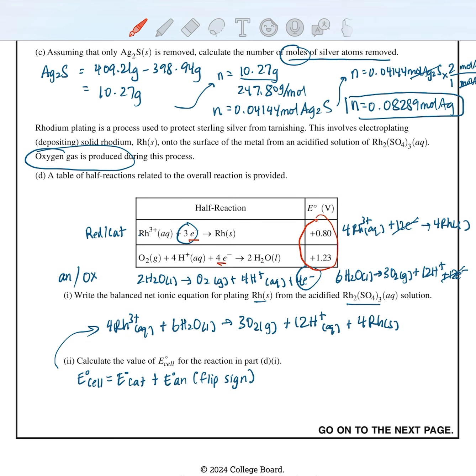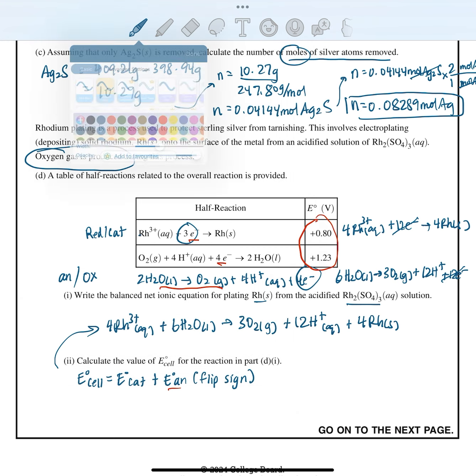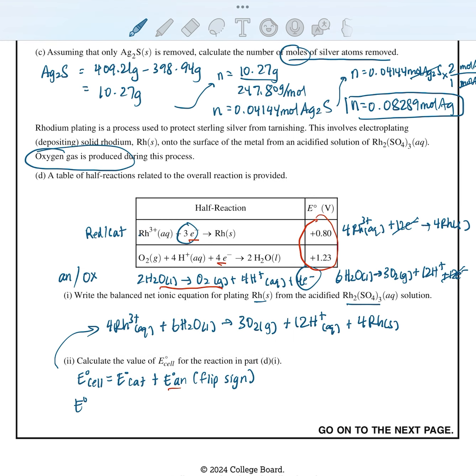So when you look at the anode, we have to flip the sign because we actually flip the equation down here to make it an oxidation. Hopefully that makes sense. That's important because it'll change the sign of our answer. So in my answer for Ecell for this one, the cathode is positive 0.80 volts. The anode becomes negative 1.23 volts. And so the Ecell will be negative 0.43 volts.